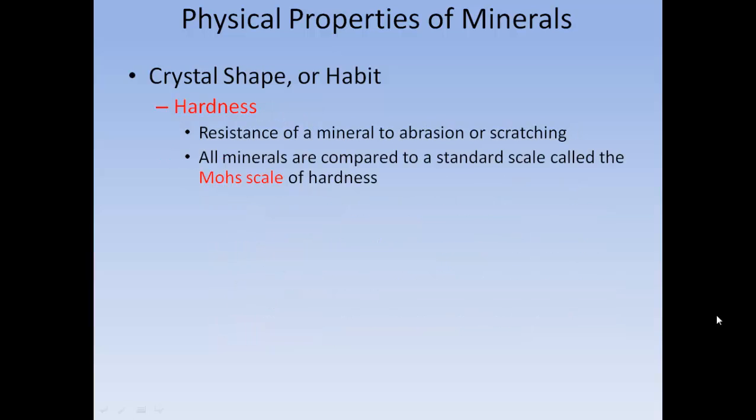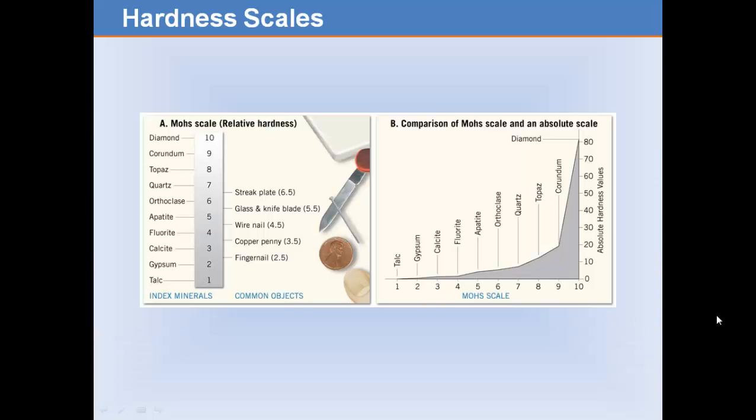Hardness. It's the resistance of a mineral to abrasion or scratching. All minerals are compared to a standard scale called the Mohs scale of hardness. The Mohs scale is not a linear scale, but there are 10 steps on it. So the real hard ones are like 10 and 9 and 8, but each one is a lot harder than the one previous. These 10 minerals are index minerals, so to speak, for the Mohs scale. Talc is our softest at 1, gypsum's at 2, calcite at 3, fluorite at 4. Let's see, quartz is at 7, corundum's at 9, diamond's the hardest we know, and it's at 10.